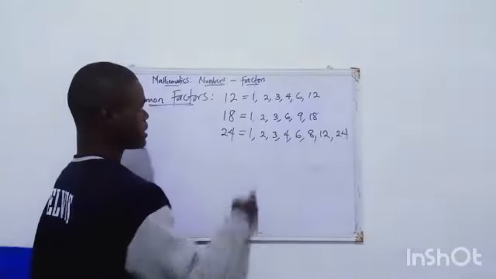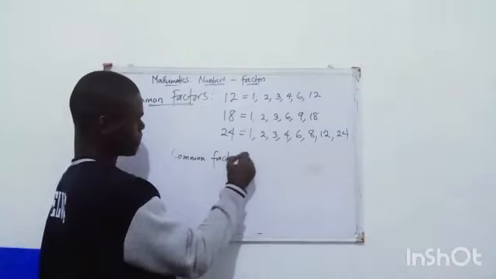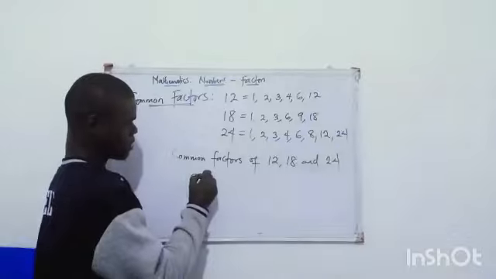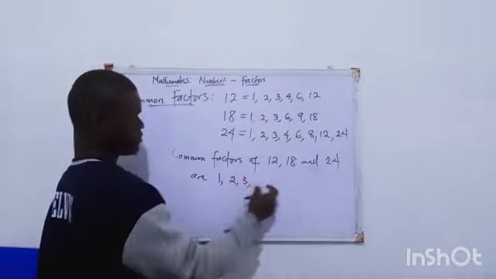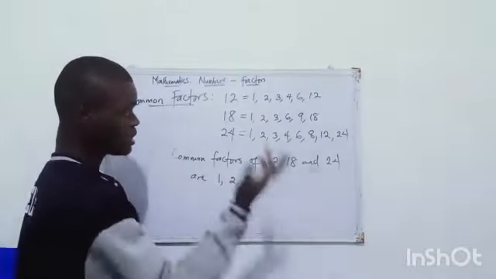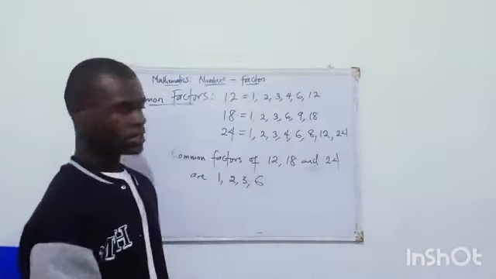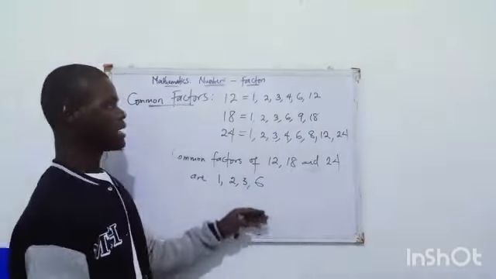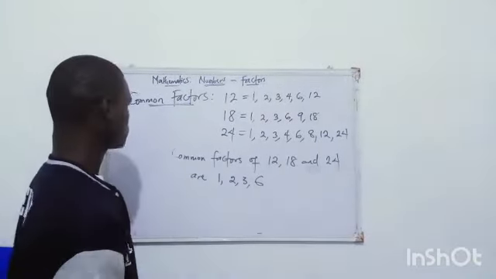So the only common factors here are what? 1. Let's write that out. So the common factors of 12, 18, and 24 are, we have 1, we have 2, right? We have 3, we have 6. 6 happens to be in the 3 places. These are the common factors. There's no other number that's common here. Like I said, we can't pick 12 because 12 happens to be in 2 places, not 3. So these are the common factors of 12, 18, and 24, because these numbers are common to the 3 of them. They can divide all of them at the same time. Right? So that is how to find common factors.